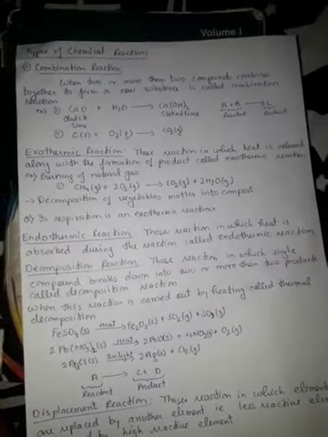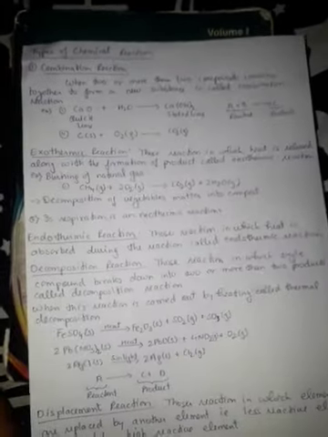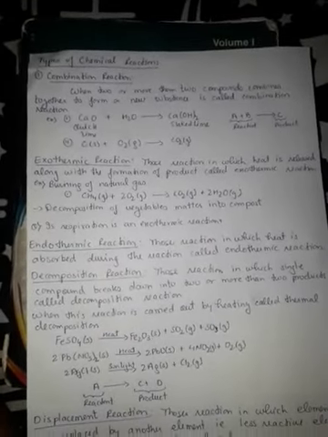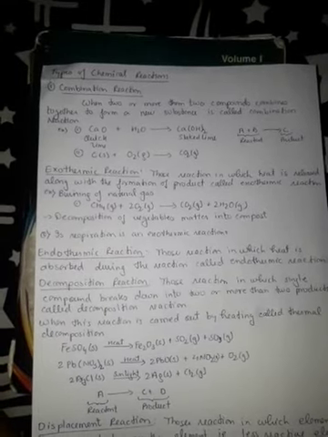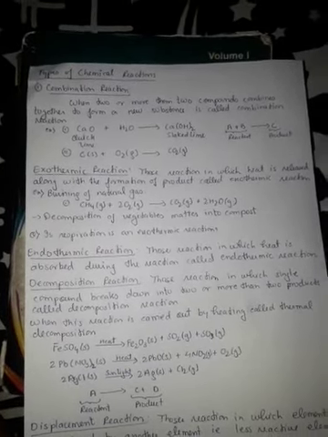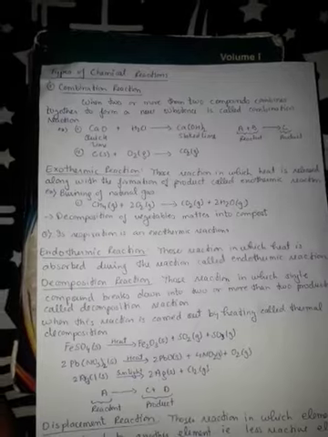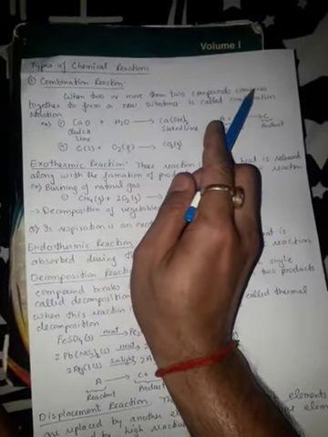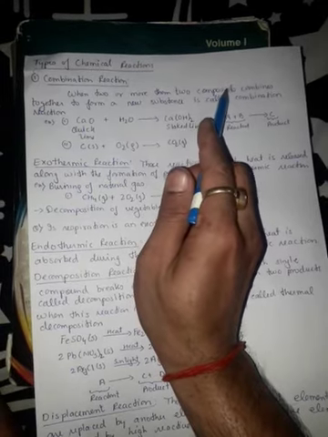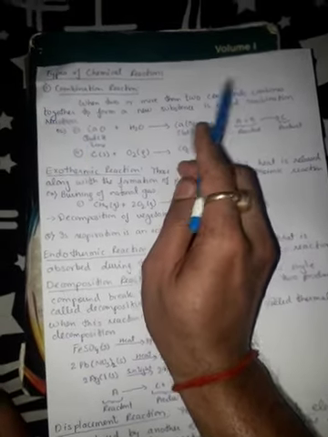There are 5 types of chemical reaction which you will study. First, combination reaction. Combination means when you combine something, when two or more things you combine together, it is called combination reaction. Just see, when two or more than two compounds or elements or molecules combine together to form a new substance.